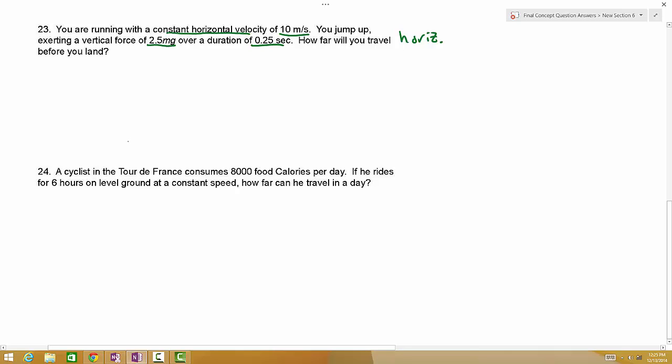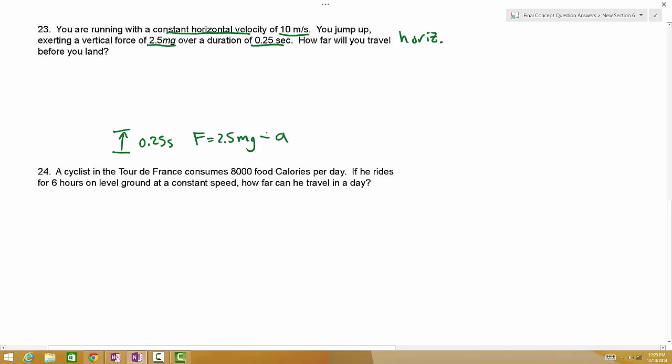Okay, so as always, I'd like to draw a picture. So you start on the ground, you accelerate upward for 0.25 seconds from this force, which equals 2.5 mg. Why is the force written like this, mg? Because it's similar to gravity, where gravity is usually just mg, and we know the acceleration is just g.